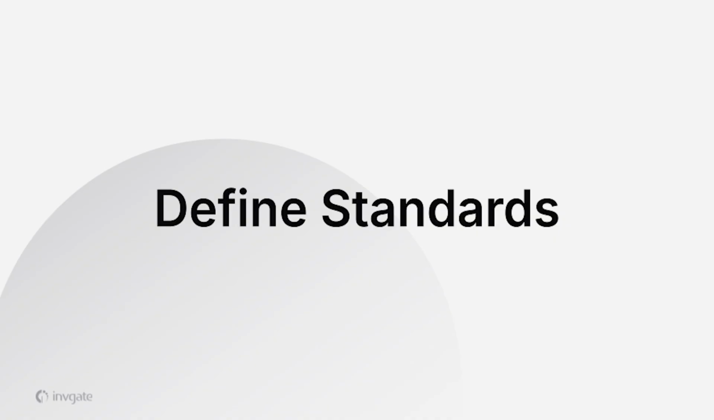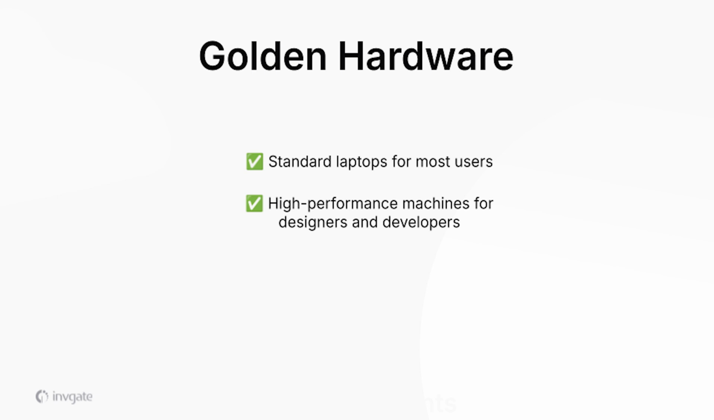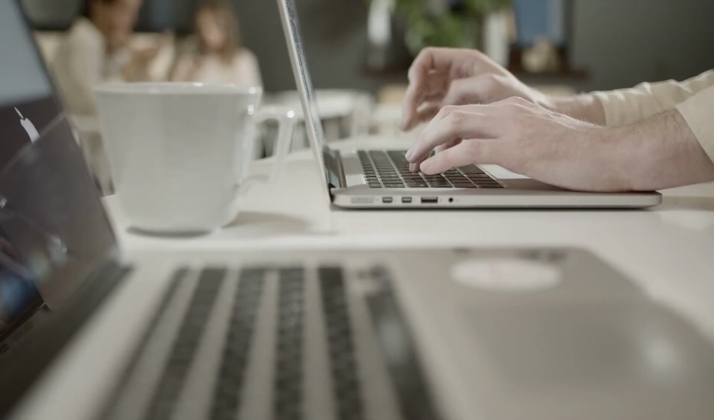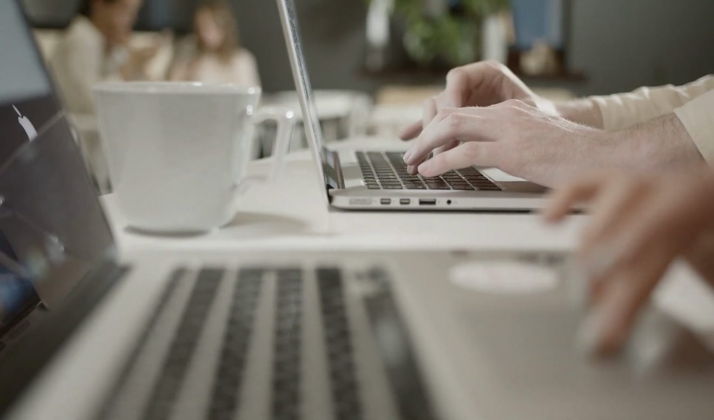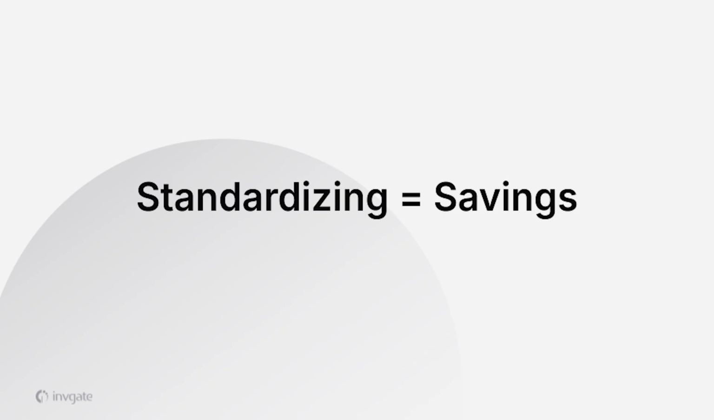Number 1, define standards. You don't need 14 different models of laptops across the company. That just complicates support, maintenance, and inventory. Create a list of approved models, or golden hardware, for each use case. Standard laptop for most users, high-performance machines for designers and developers, and lightweight options for executives or field workers. Same goes for monitors, mobile devices, and accessories. Standardizing means savings.